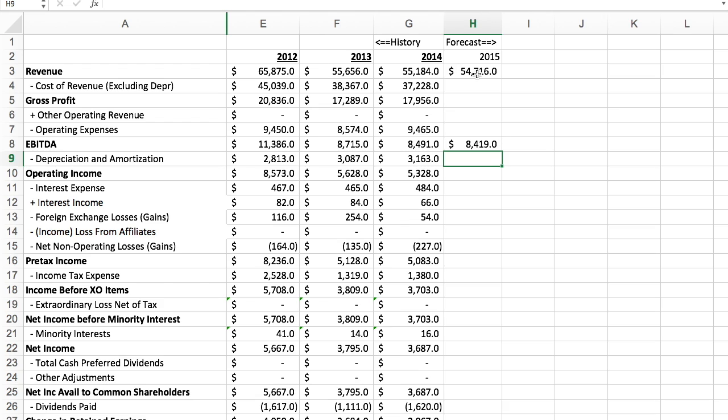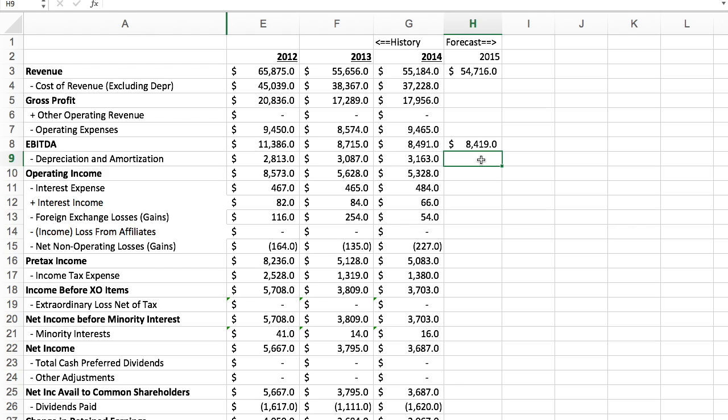All right? The next one's depreciation. So again, what I did is I took from the ratios H6, which was EBITDA as a percentage of revenue, and from this tab, H3, which was the dollars of revenue in 2015 that we had forecasted. And that gave me the dollars of EBITDA on the income statement. We do the exact same thing for depreciation.